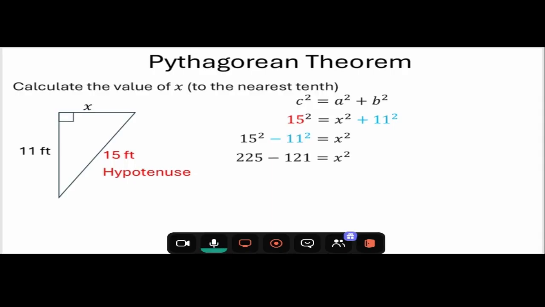Calculate what those numbers are, 15 squared and 11 squared. Using your calculator, subtract. We get x squared is 104, but of course we don't want x squared. We want x, so we need to do the opposite of squaring, which we saw in our last little lesson on powers and roots, is square rooting on your calculator. And this question said to the nearest tenth, so I put my answer to 1 decimal place, 10.2 feet. And that's the basics of Pythagoras.